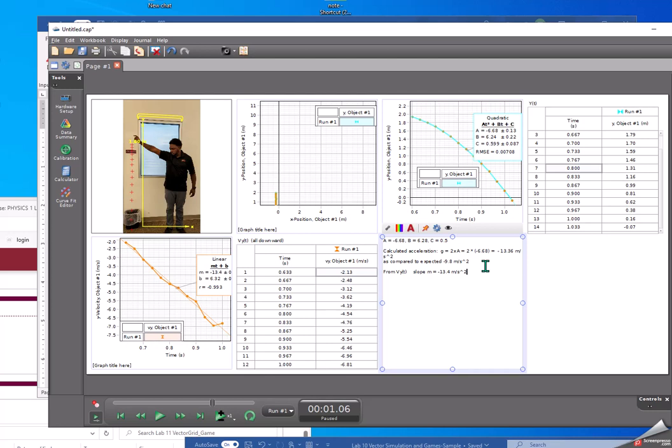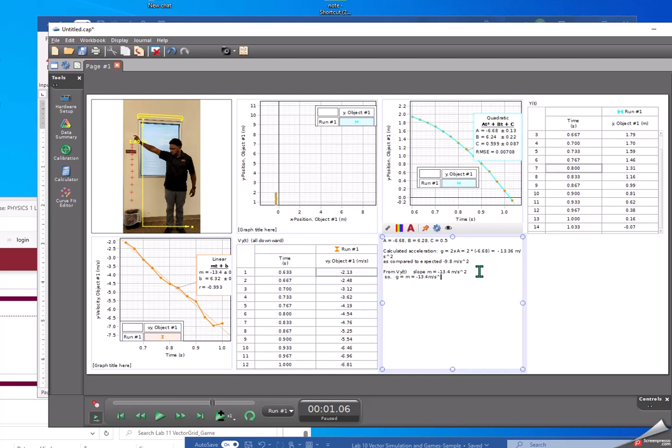The error is probably due to the scale. I didn't measure this, or probably the camera is too close. The scale is not exact, but it's comparable from this slope. Therefore, G here is equal to the slope, as defined, negative 13.4 meters per second squared.